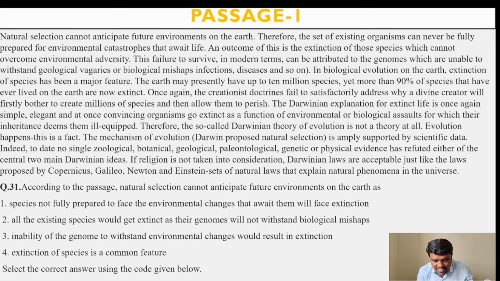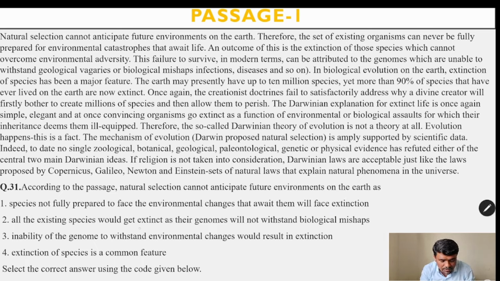According to the passage, natural selection cannot anticipate future environments on the earth. Of course, it is mentioned and that is true also. It means species cannot anticipate the future changes. So they adapt based on the existing environment. Okay, that is natural selection. Those who are not able to adapt will go extinct. Species not fully prepared to face the environmental changes that await them will face extinction. That's the main idea of the passage.